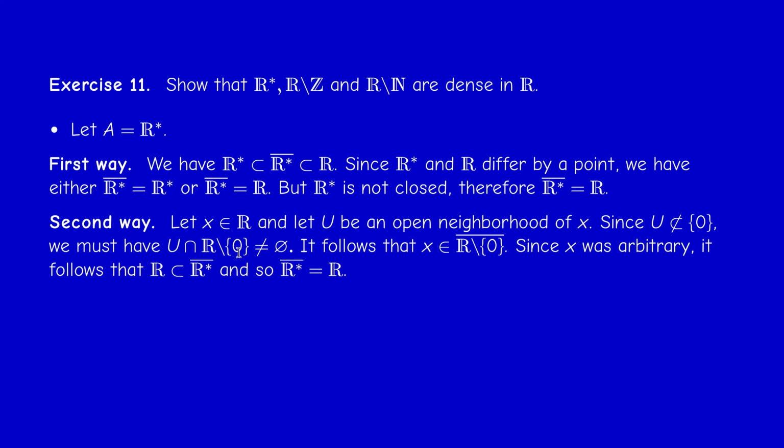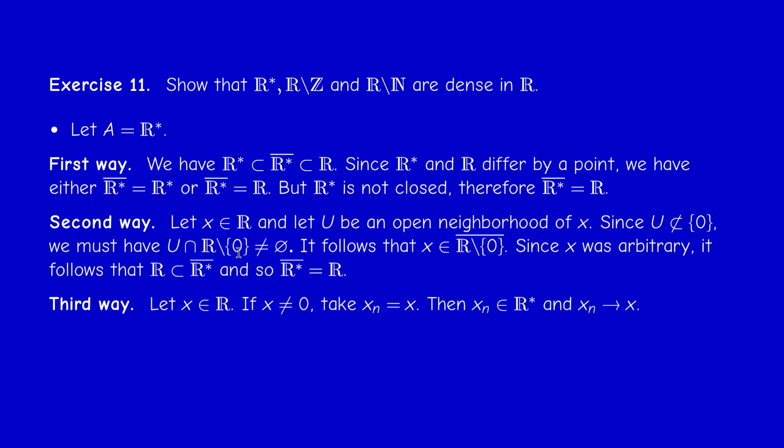Okay, third way, we also use proposition 1.6, but with sequences this time. Okay, what do we have to prove? We have to prove that every element X is the limit of a sequence in A, in R star. Okay, it's easy. We have two cases. If X is in R, so either X is 0 or X is different from 0. If X is different from 0, it's easy. Take the constant sequence, x_n equal X. Then, of course, x_n converges to X. And x_n is a sequence in R star.